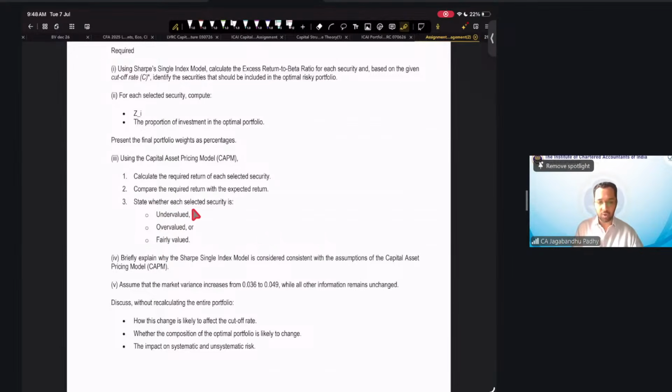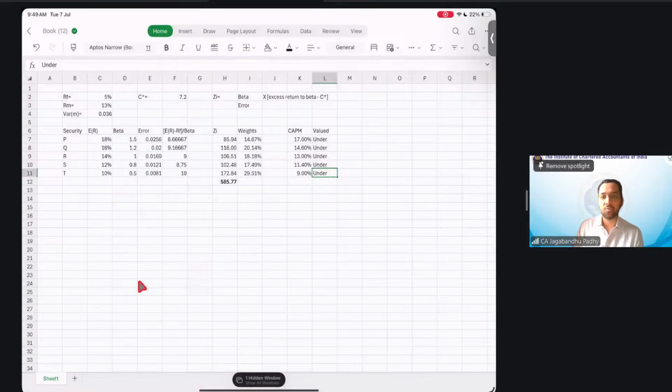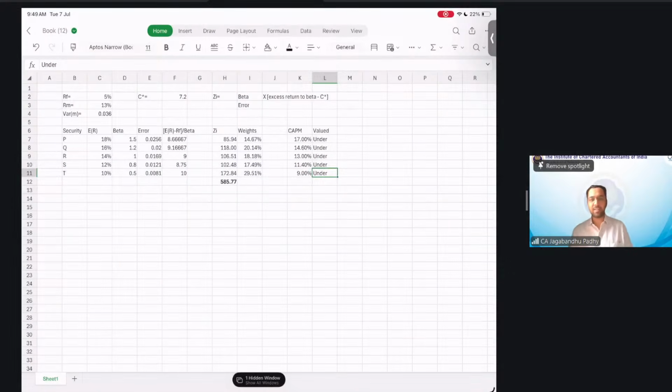Now state whether each security is undervalued or overvalued, fair value. That is done. Briefly explain why Sharpe single index model is using beta. So market movements are represented by the Sharpe single index, which is beta. Total risk is definitely considered as systematic and unsystematic. Diversification is eliminating that part.